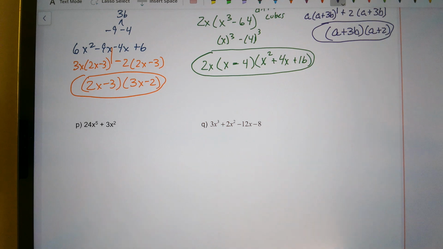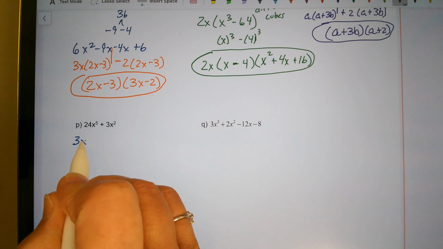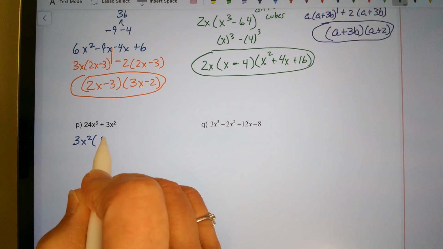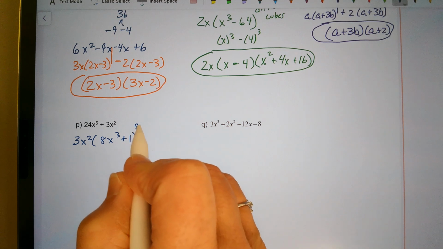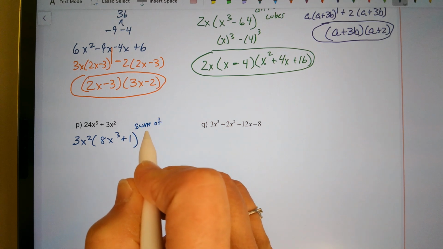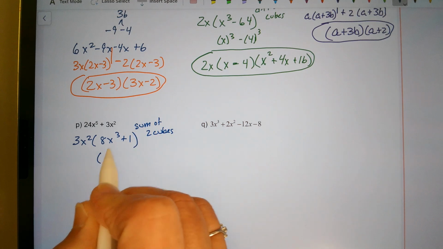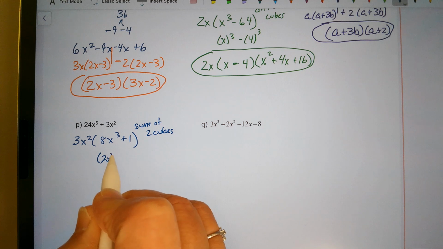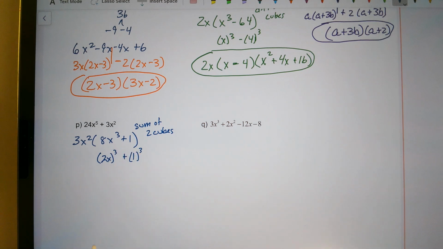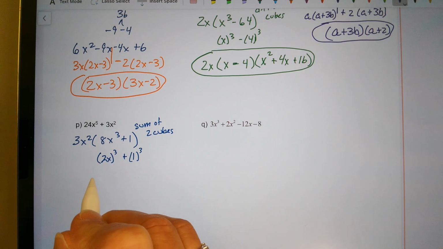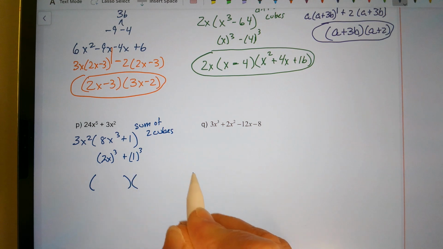What's common to 24x to the 5th plus 3x squared? Looks like 3x squared is a GCF. You get 8x cubed plus 1. This is the sum of cubes. It's the sum of 2 cubes we have here. 8x cubed is 2x cubed, and 1 is 1 cubed. Okay, so the sum of the 2 cubes is going to factor into a binomial and a trinomial.